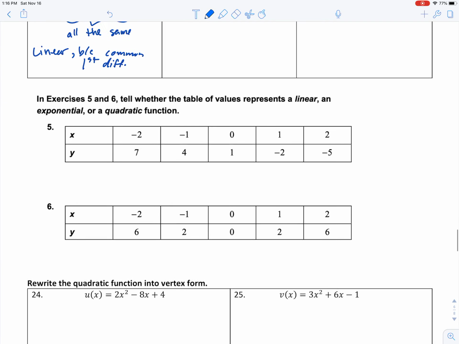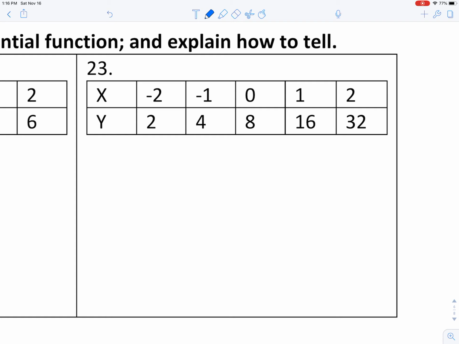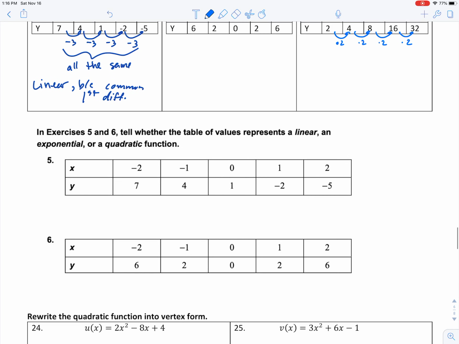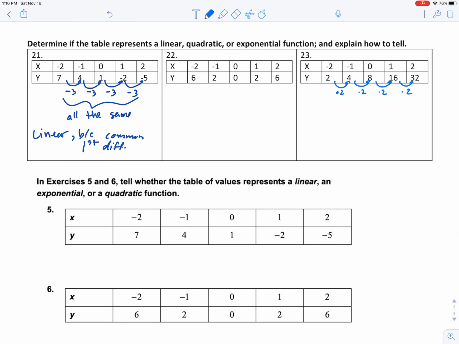Let's check out these. Let me do this one here because this one will actually be an example. This one, you times it by 2. Here, times by 2, times by 2, times by 2. That is an example of an exponential function. Okay. By the way, if one is linear, it's not going to be quadratic or exponential. Or if one was exponential, it's not going to be quadratic or linear either. Okay.